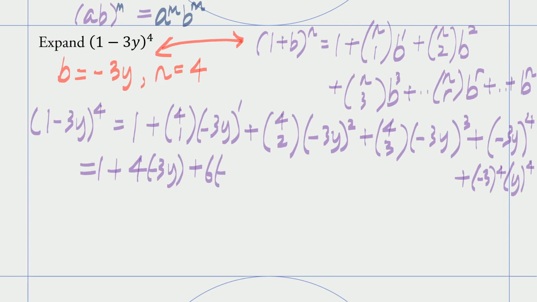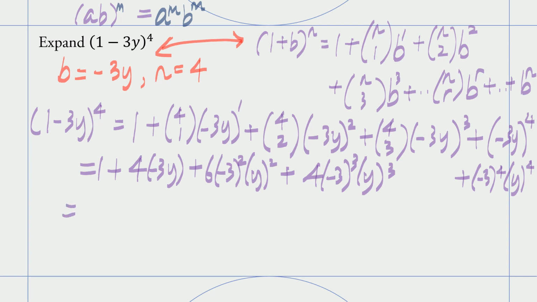Okay, so that will give you bracket negative 3. Make sure you bracket it. I keep emphasizing because it's a negative number. So bracket negative 3 to the power of 2, bracket y to the power of 2. For the next one, it's 4, so that will be bracket negative 3 to the power of 3, bracket y to the power of 3, followed by your last term.